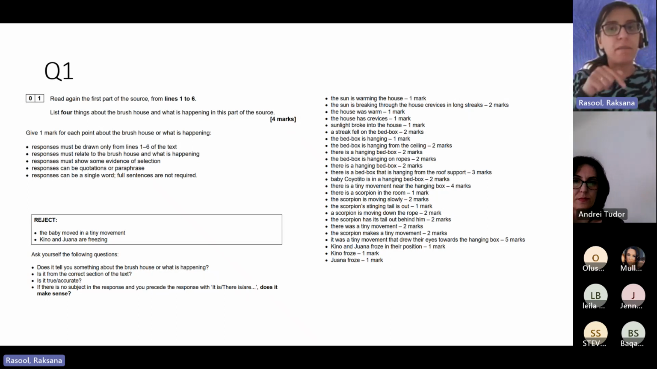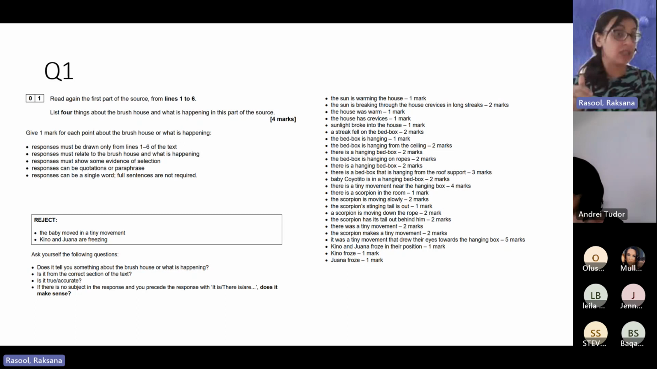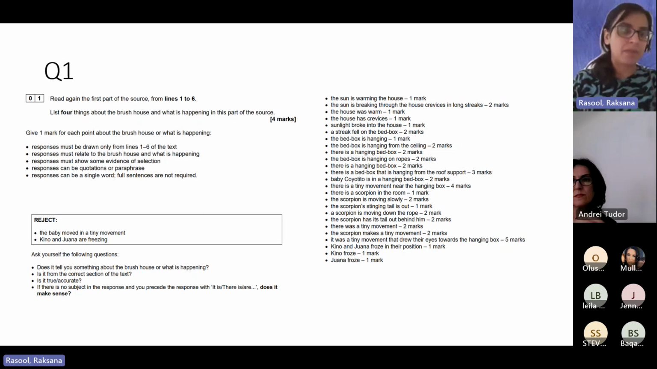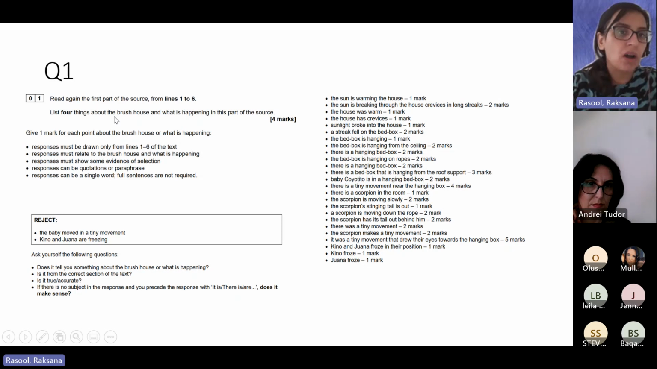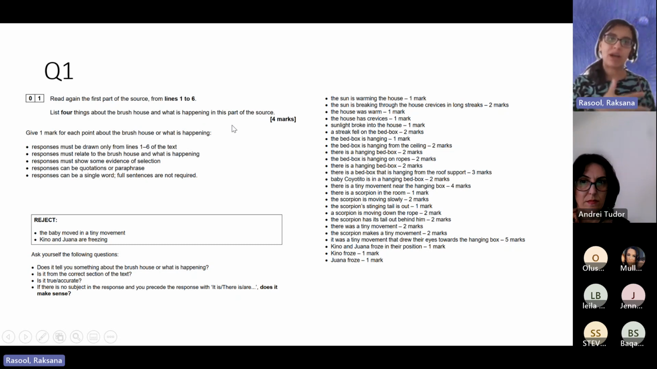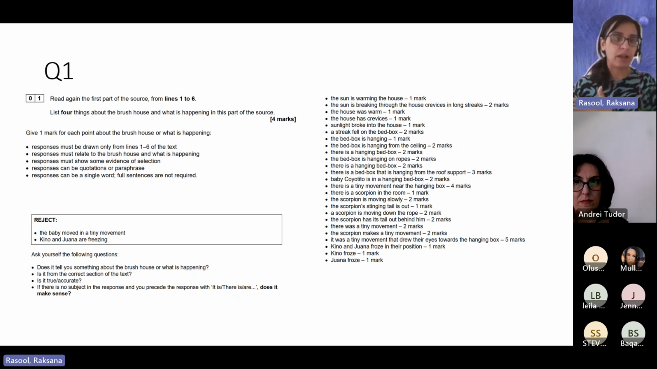And this is actually a June 2022 paper. So my class last year did this paper, so it was a real exam. So read again from lines 1 to 6. List 4 things about the brush house and what is happening. So it's either 4 things about the brush house or 4 things about what was happening. Okay, and these are the kind of things that you could have said.